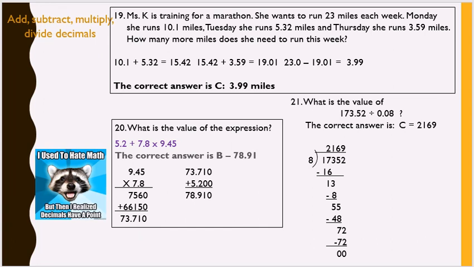Then we add those together. 0 plus 0, 0. 6 plus 5 is 11. Put down your 1, and then you carry your 1 into the hundreds place. 5 plus 1 is 6, plus 1 is 7. 7 plus 6 is 13. Carry the 1. 6 plus 1 is 7.